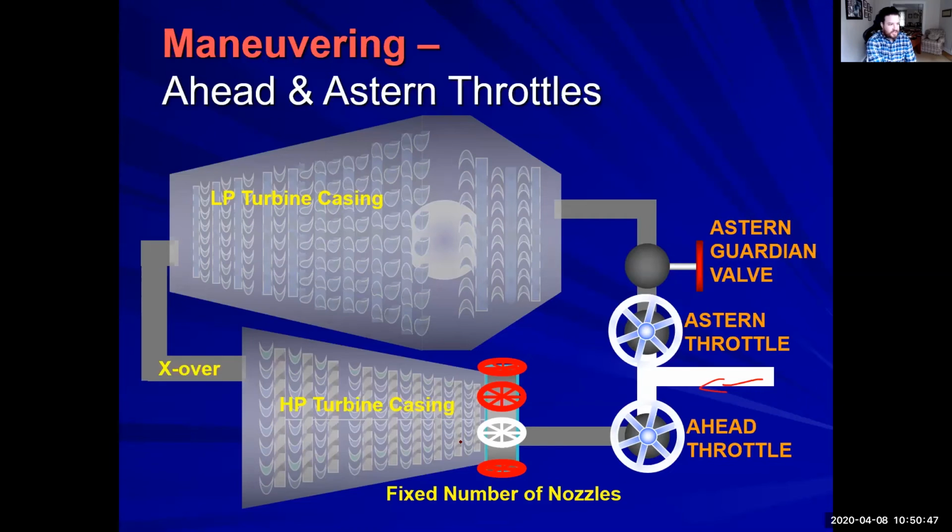What happens if we open the astern right now? Nothing, because you have to open the astern guardian valve. Exactly. So what's the astern guardian valve do? Prevents both astern and ahead from being on at the same time. Exactly. It's the protection. So if you open up that astern, you need to have the astern guardian valve open as well. The astern guardian valve needs to be fully open.